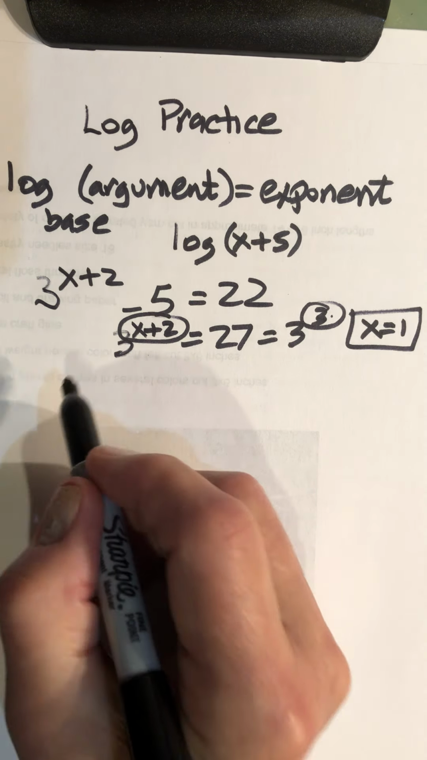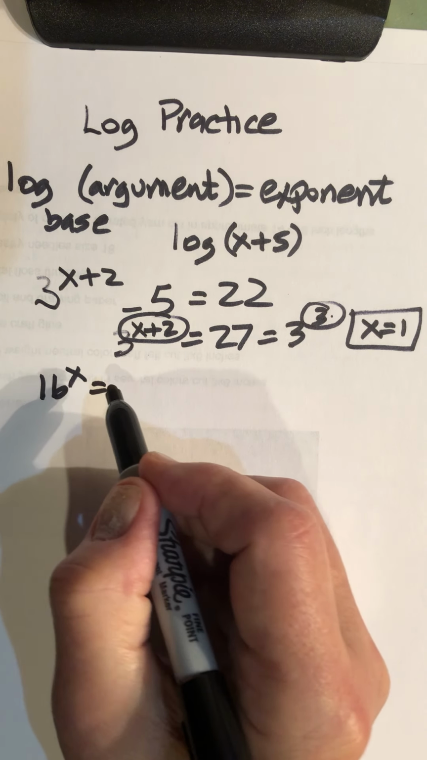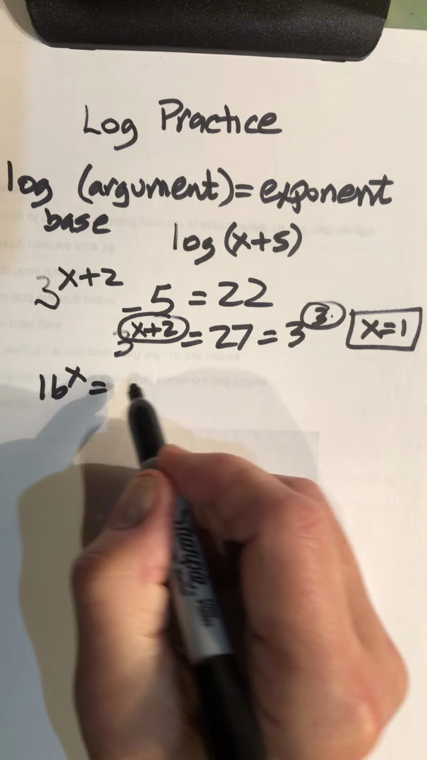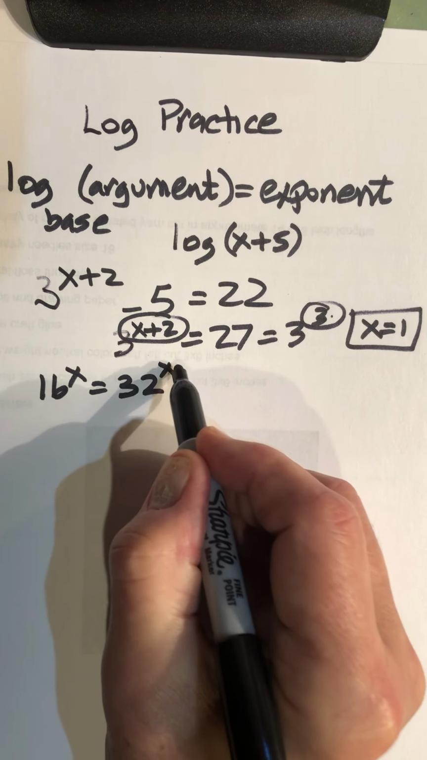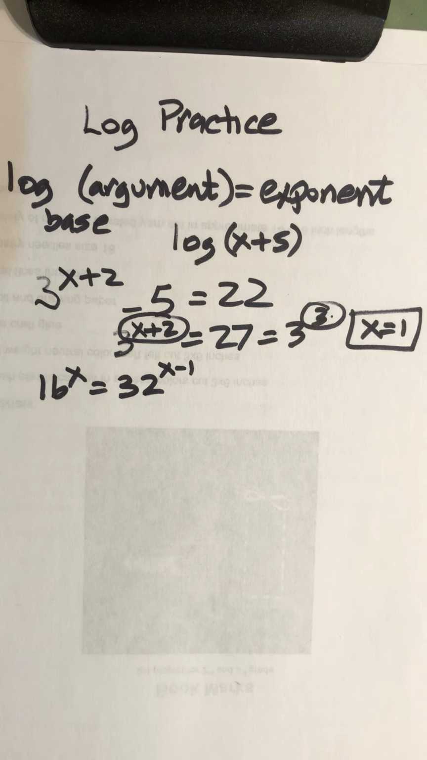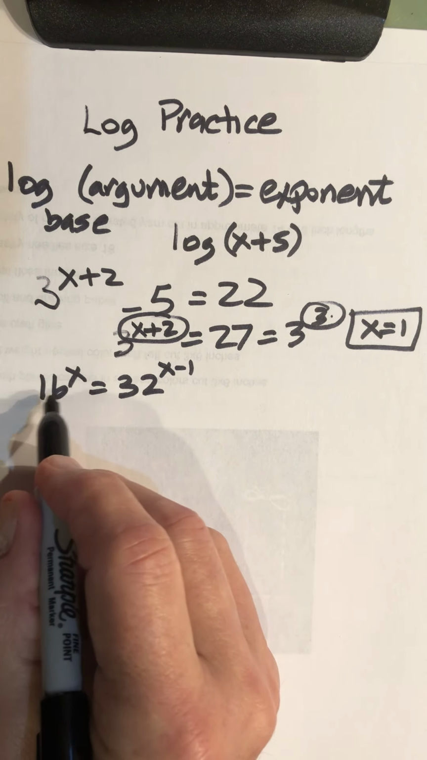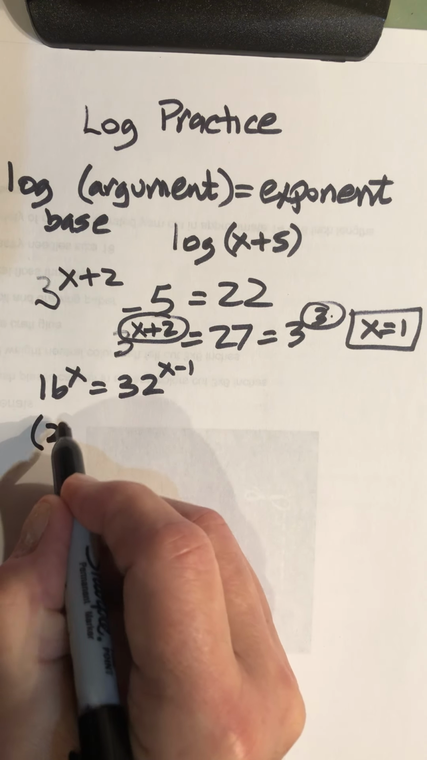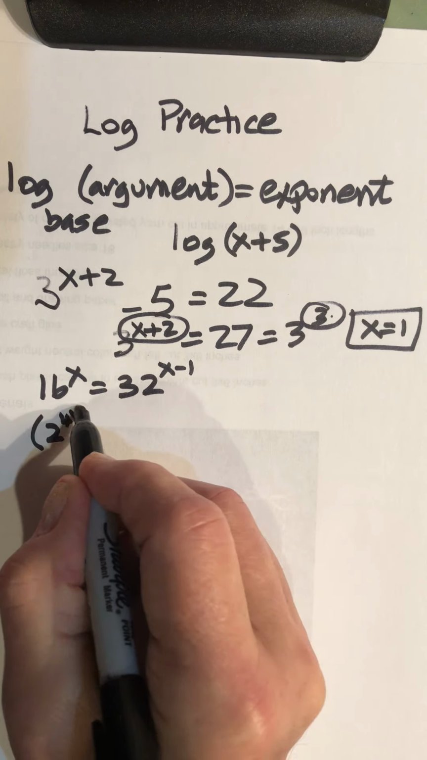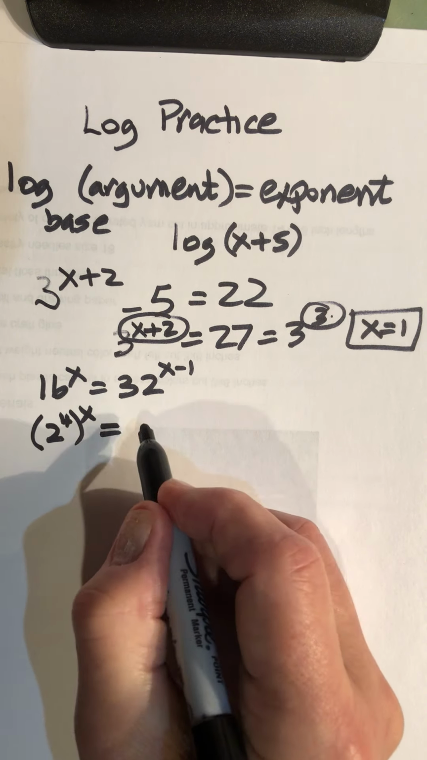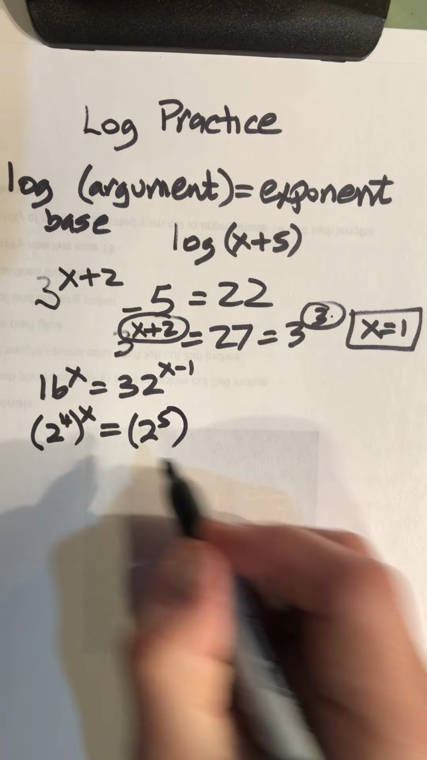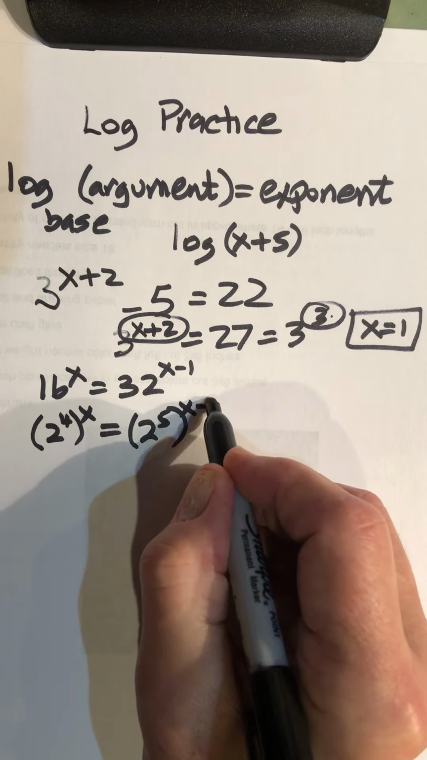What if I had 16 to the x equals 32 to the x minus 1? All right, again, I can solve this by getting to the same base. Well, 16 and 32 are not the same base, but they're both multiples of 2. So I could replace the 16 with 2 to the 4th, and that's still raised to the x power. And 32 is actually 2 to the 5th, and that's still raised to the x minus 1 power.